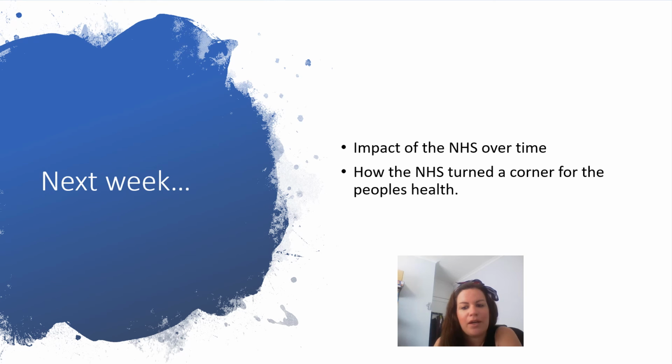Next week, we're going to finish public health by looking at the impact of the NHS over time, how the NHS has turned a corner for people's health. We're going to look at 21st century medicine as well and how that's implemented, and evaluate the significance of the NHS, because the NHS was important. It turned a corner for healthcare, and it also changed the population.